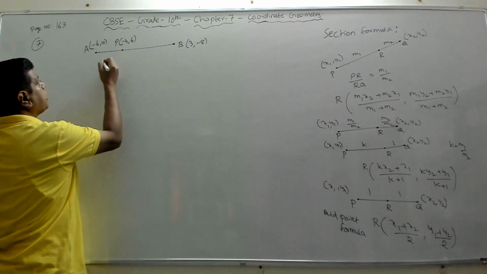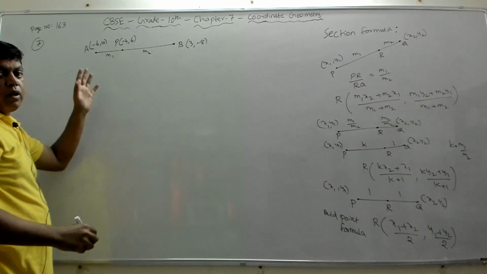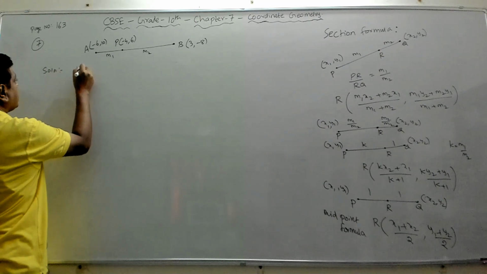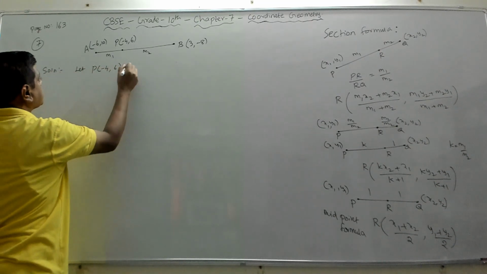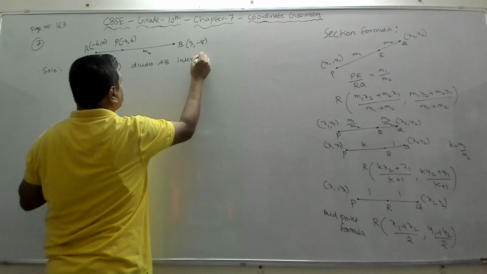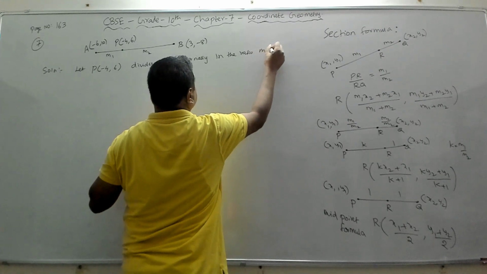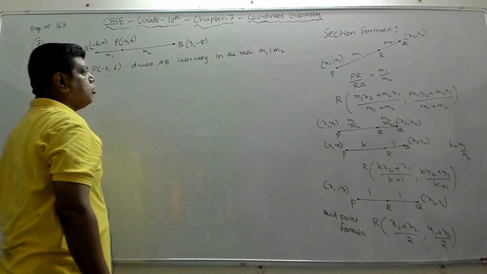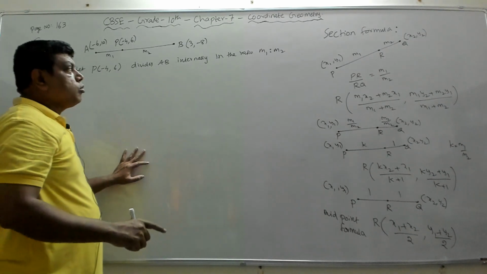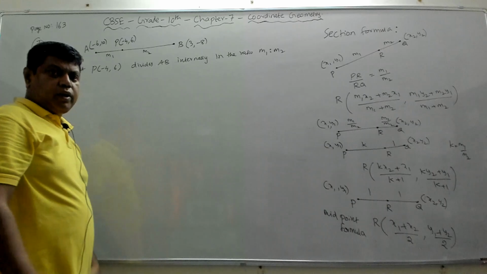Right? So we don't know the ratio. We'll call it M1 is to M2. AP is M1, PB is M2, I mean AP by PB. So we'll say solution is, let P of minus 4, 6 divide AB internally in the ratio M1 is to M2. Now we have to find the value of M1 is to M2. Whenever you want to find the ratio M1 is to M2, it means we should find M1 by M2.